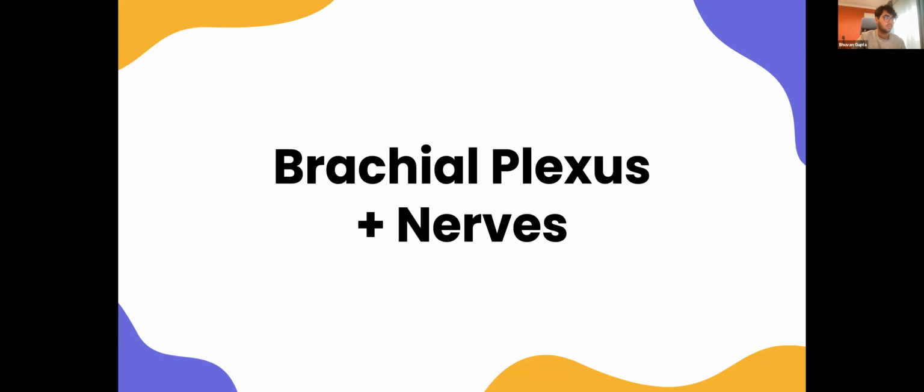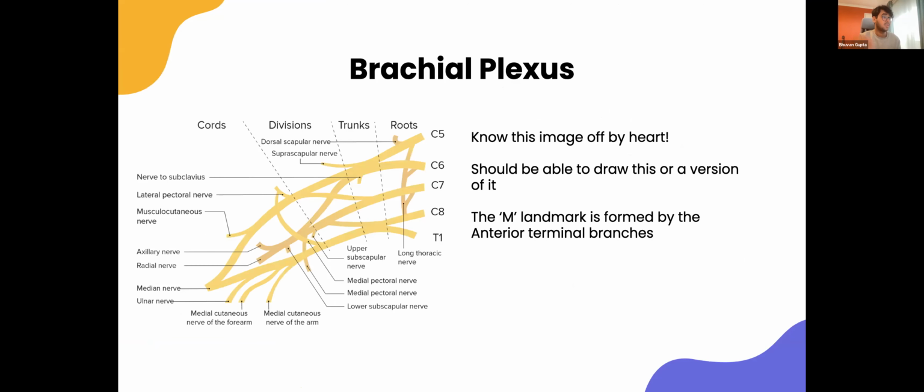Okay. Let's look at the brachial plexus and the nerves now. So this is our brachial plexus. It's the first thing you guys learn, I think, inside upper limb, and it is pretty important. We should be able to draw this relatively off by heart, at least the roots, the trunks, the divisions, cords, and the terminal branches, as it will really help in our naming and our understanding of the nerves and the nerve roots. Also to note is the M landmark.